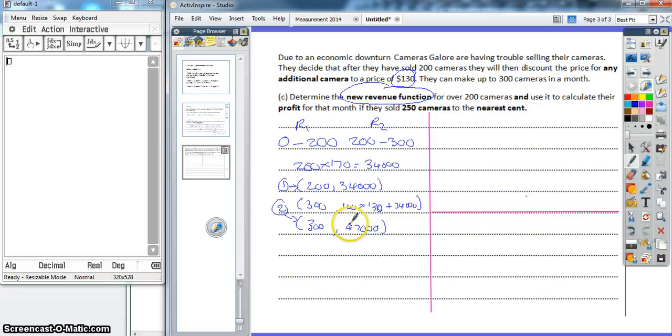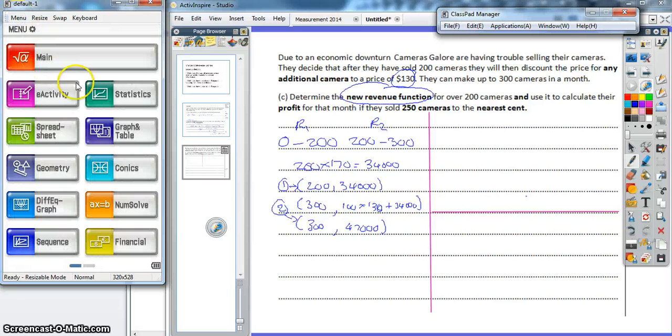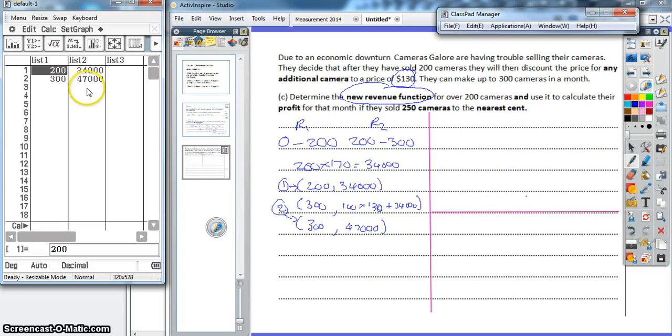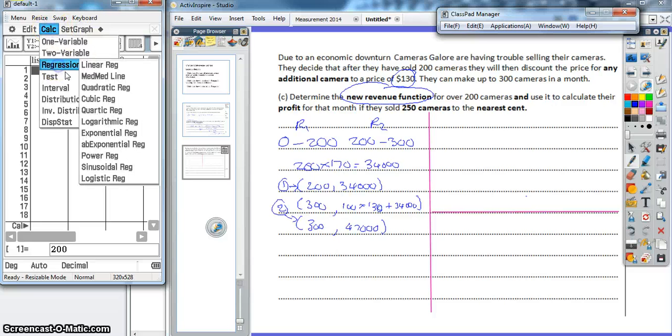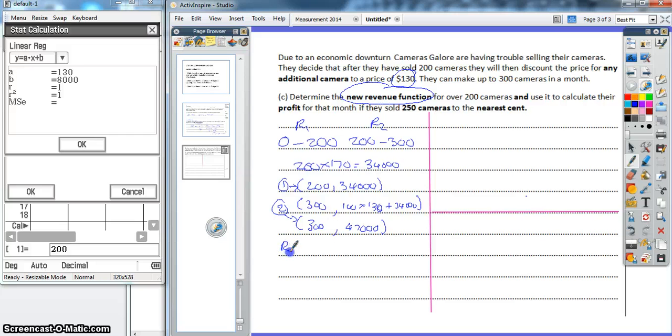And if we put those into the calculator and do a linear reg, we'll get the equation of that straight line. So, if you go into statistics, I've already got those points in. 234,000, 347,000. Do a linear reg, and we get y equals 130x plus 8,000. Now our y here is revenue 2, our second situation, revenue 2 equals 130x plus 8,000. That's our new revenue equation. That's one way to work it out.